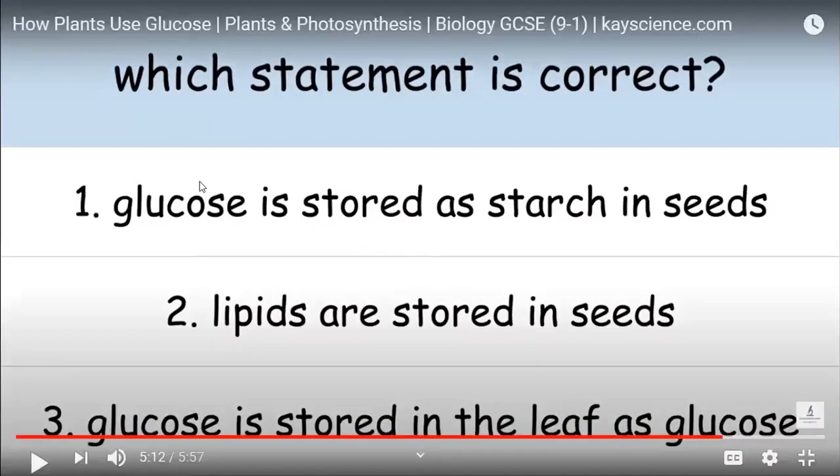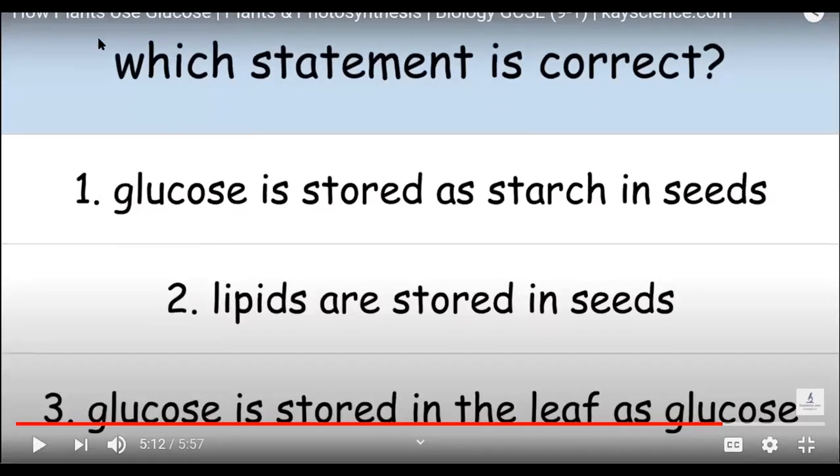All right, this question. Which statement is correct? Number one, glucose is stored as starch in seeds. Number two, lipids are stored in seeds. Number three, glucose is stored in the leaf as glucose. Muhammad, I don't know if you answered this question. Walid, I don't know if you chose this option. Nader, you're right. Yes. Badr, no.